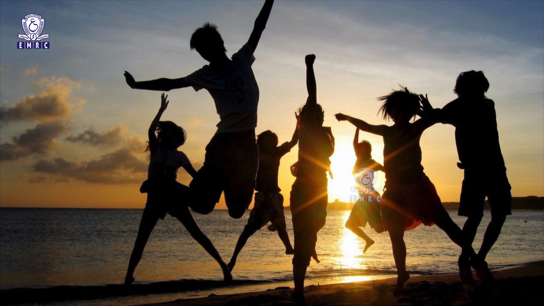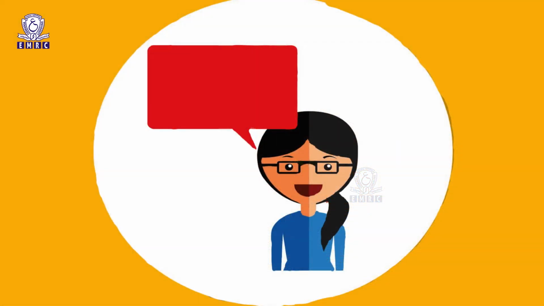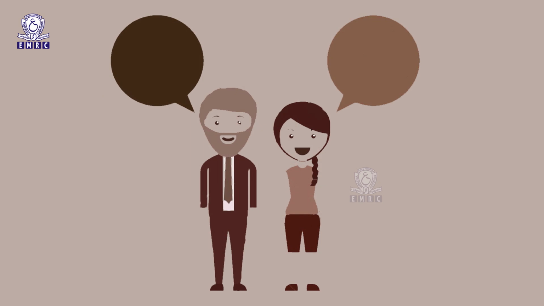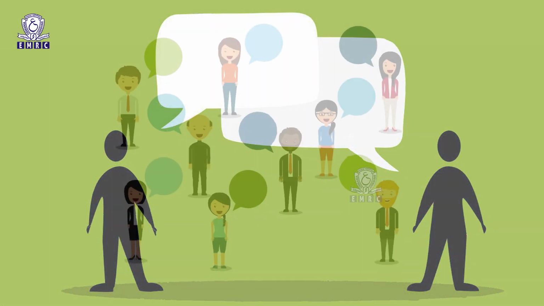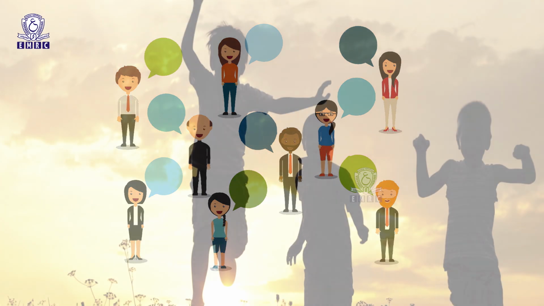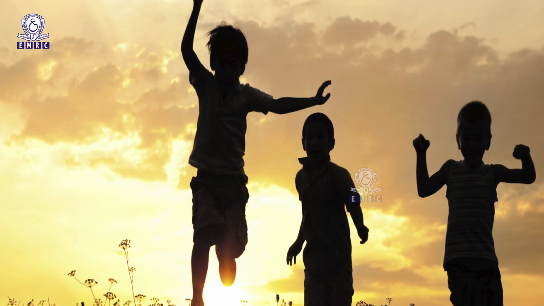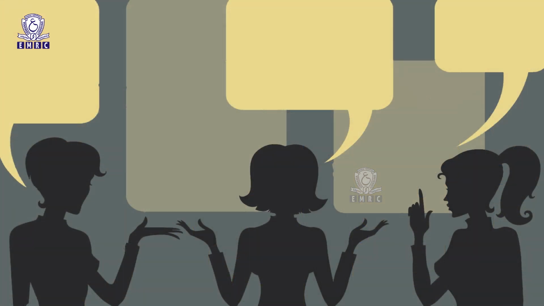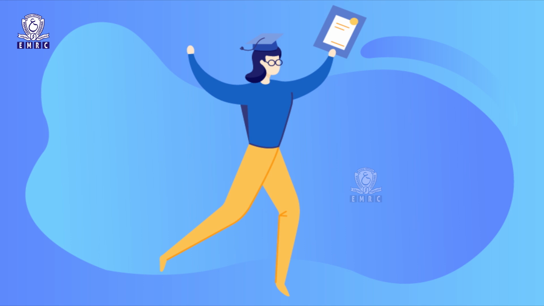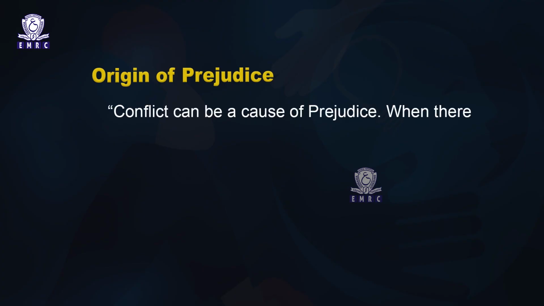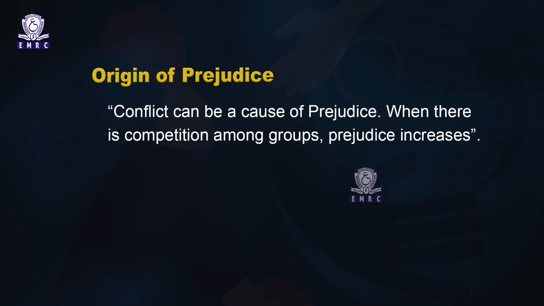Pre-generalization is middle childhood. Children are generally aware of differences but do not categorize others or have strong feelings toward other groups. Early puberty is where the total rejection of outgroups peaks. In adolescence, thinking becomes more differentiated and less generalized. According to Bobo, conflict can be a cause of prejudice. When there is competition among groups, prejudice increases.